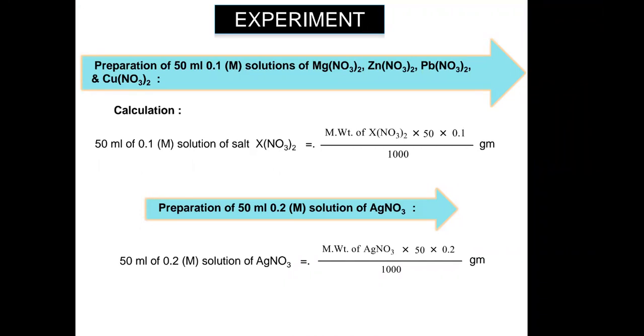So the first thing is that we have prepared 50 ml of 0.1 molar solution of each nitrate salt, like magnesium nitrate, zinc nitrate, lead nitrate and copper nitrate.